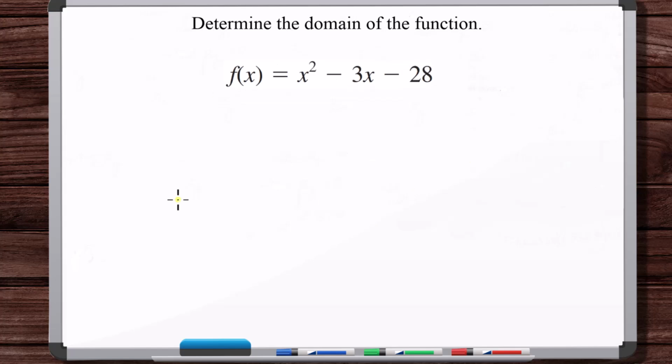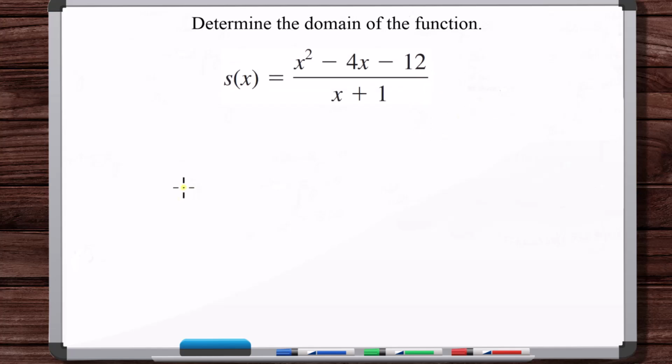Okay, there's no radicals, no denominators. X can be any real number. Okay, no radicals. We just have this fraction here. This denominator cannot be equal to 0. X cannot be equal to negative 1. That's it. Any number you want except for negative 1.